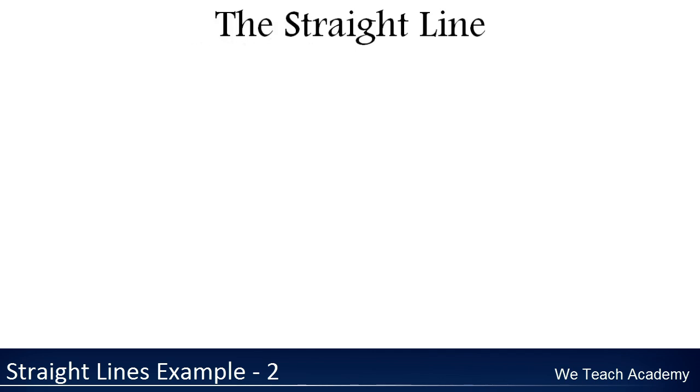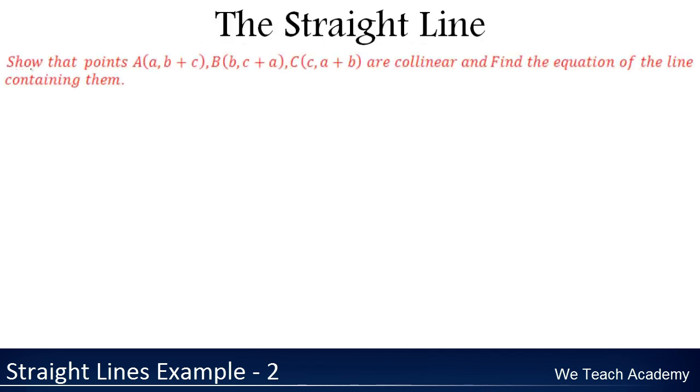In this section we are going to discuss an example relating to the concept of the straight line. Here we need to show that the points A, B and C are collinear points and we need to find the equation of the line containing them.